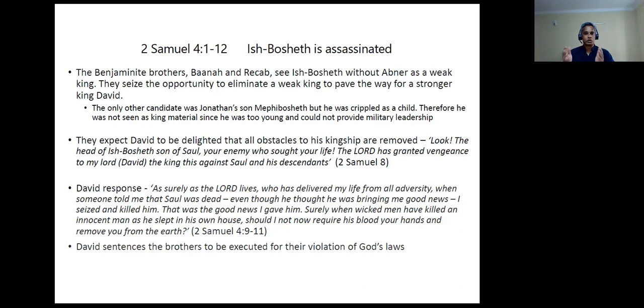Right? Surely I see this as a wicked act. So when wicked men have killed an innocent man as he sleeps in his own house, should I, the king, the person who is supposed to administer justice, shall I not require the blood of this wicked man? Now your hands are filled with the blood that you have shed of an innocent man.